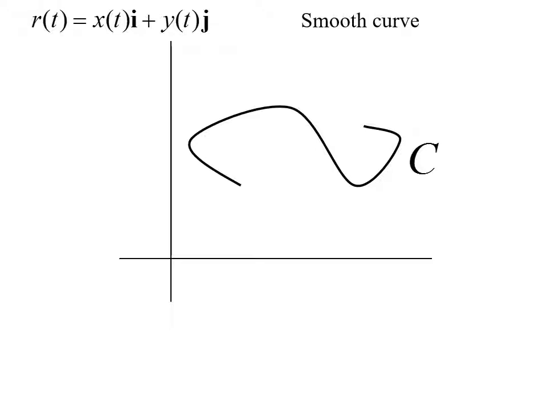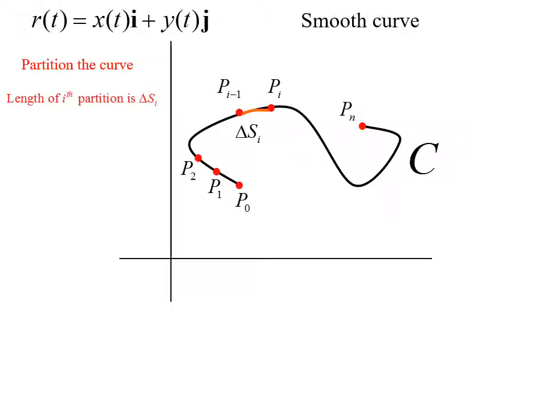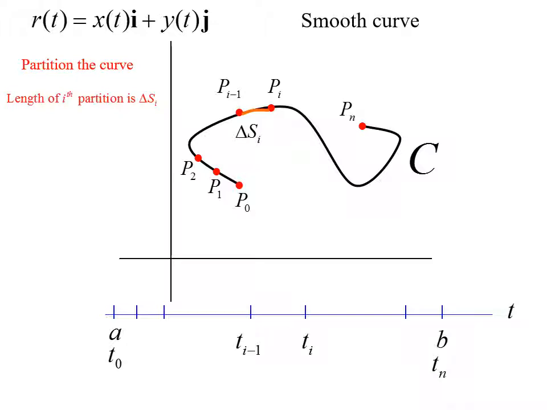So now we're going to take the curve given as the vector valued function r, and we're going to partition that curve, and we're going to take a look at the length of each partition, which we'll call delta s. Now, the points along that curve you can think of as being mapped onto a number line, t, and so we're looking at a particular interval of t that gives us that particular arc length.